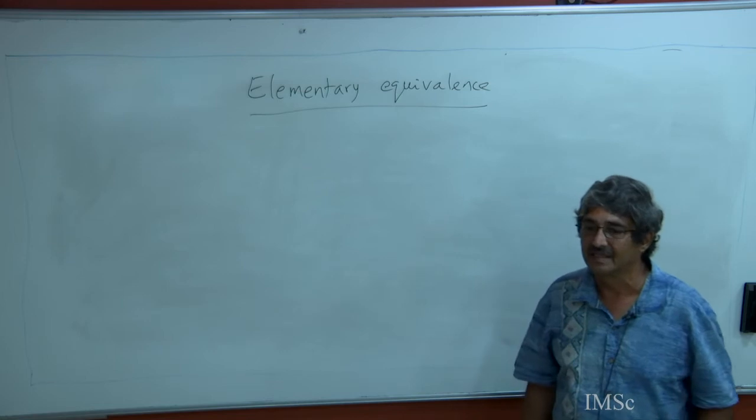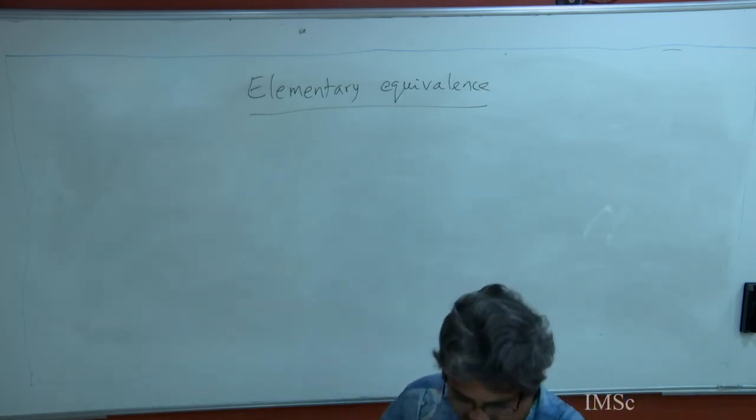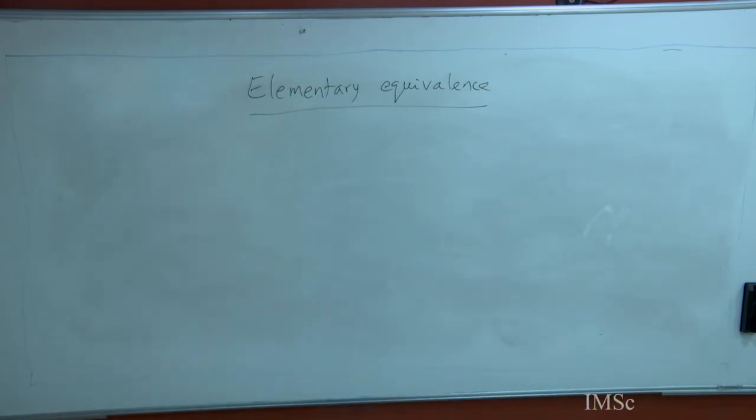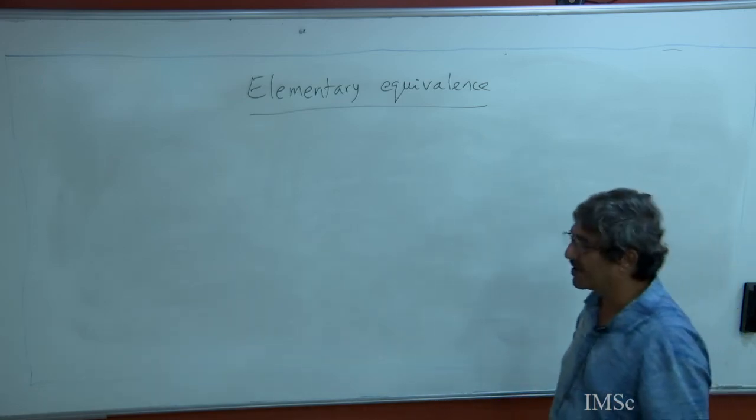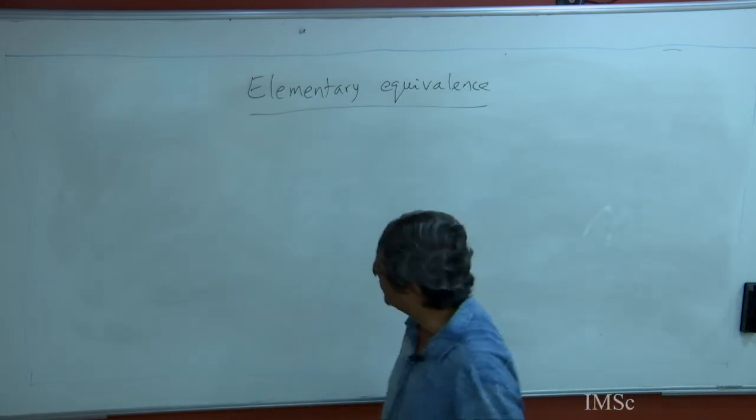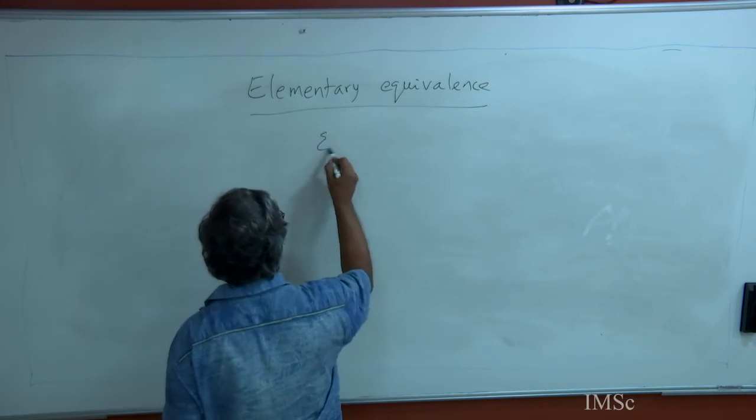Elementary equivalence, which is a fairly basic notion in model theory and of importance. So what we are basically going to do is to look at issues on expressiveness.